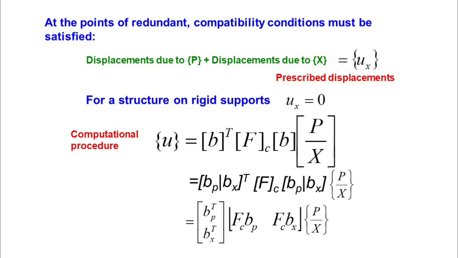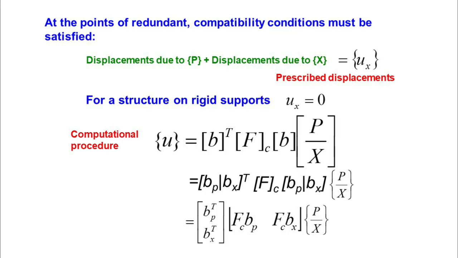Here the expression for the displacements will remain essentially the same. The only thing is that we shall have the modified matrices for B. In addition, we'll have the redundant vector joint below the force vector. So we can now substitute the expanded B matrix into the formulations, and then we get this kind of expression.